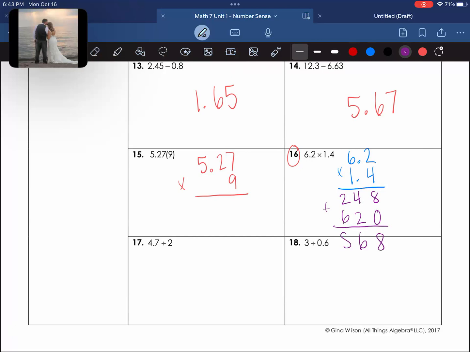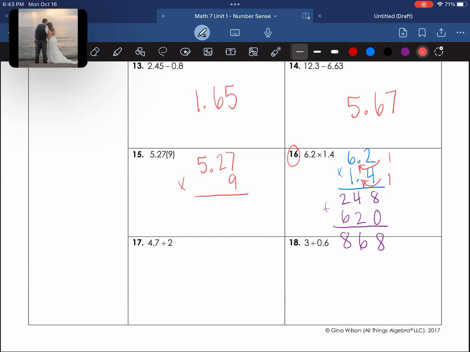Now, we are not done. We need to figure out where to put the decimal in our final answer. So we need to look at how many place values over the decimal is in our original problem. So we start over here at the end. It went 1 place value here. It also went 1 place value here.